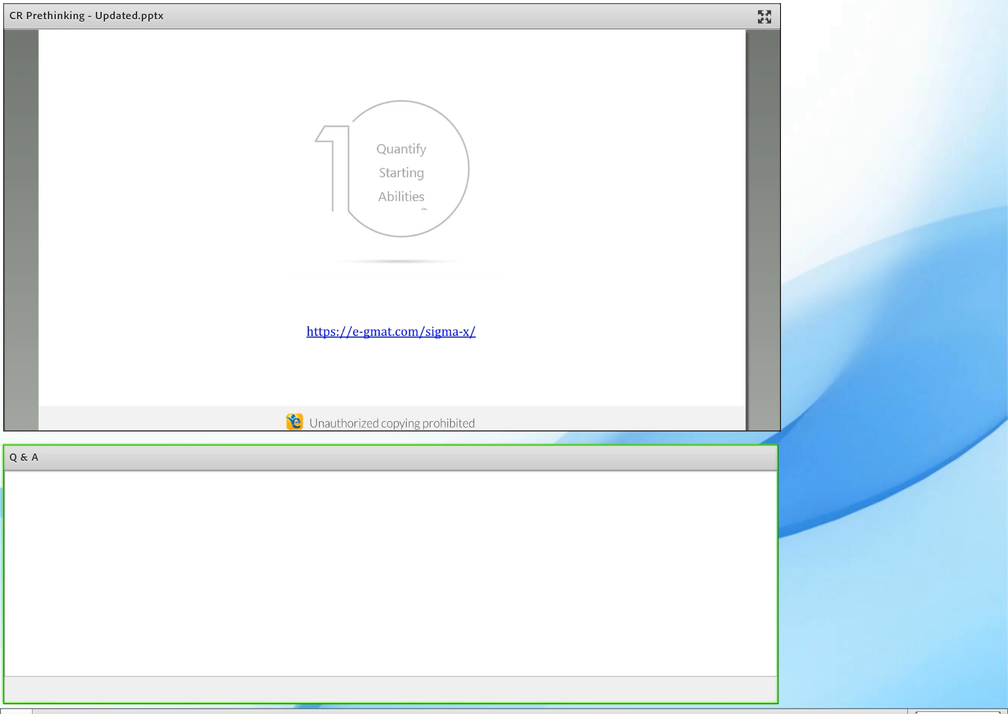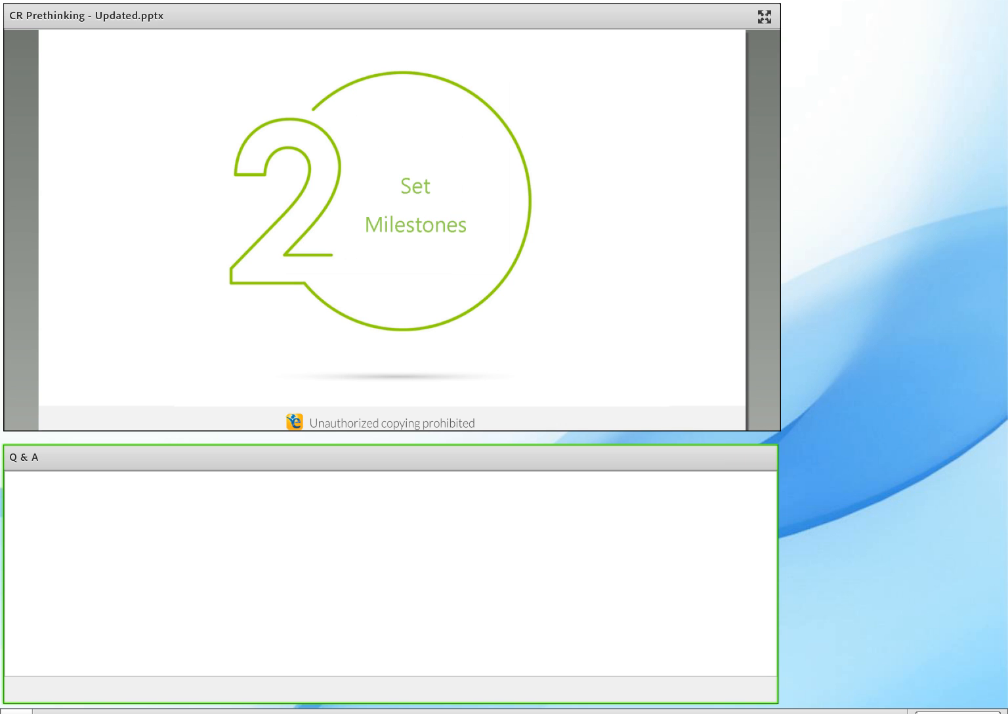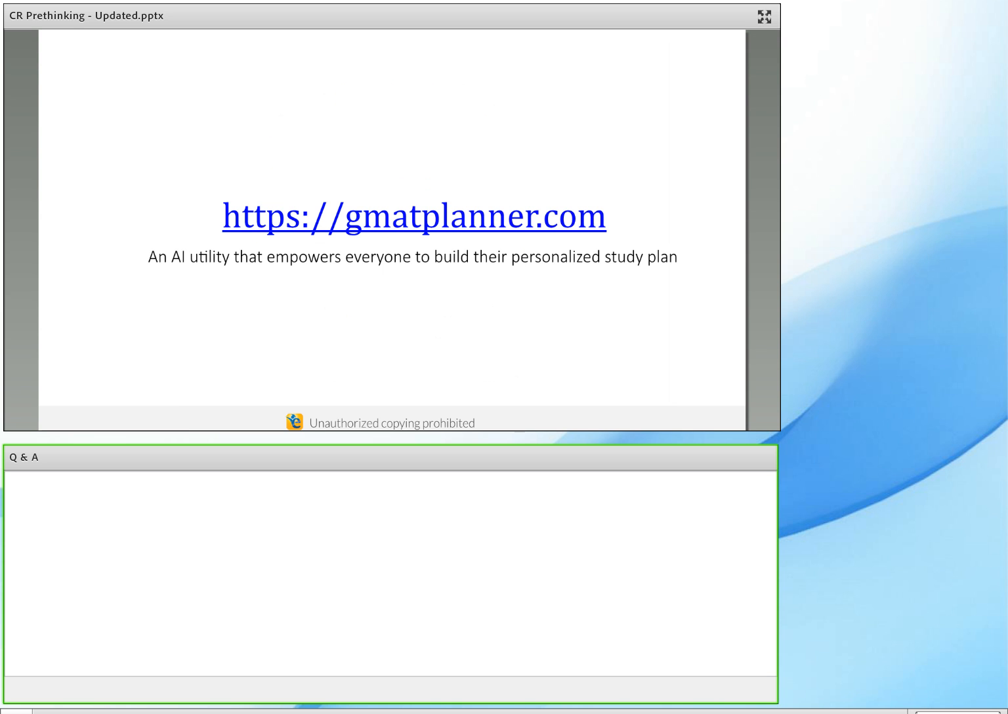So how do you define your starting abilities? You take what we call a Sigma X mock. What does a Sigma X mock do? It's an e-GMAT mock. It gives you analysis which is better than what an ESR would give you. And it tells you your starting abilities in sentence correction, critical reasoning, reading comprehension, arithmetic, algebra, and geometry. So you get those 6 starting points, and these are 6 points which are defined precisely based on your performance on the test.